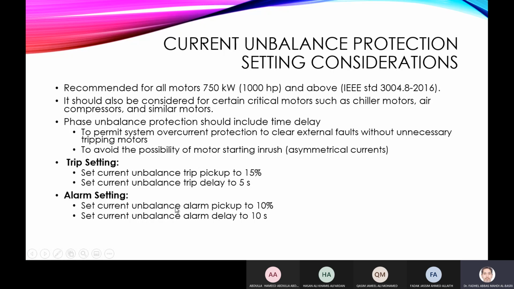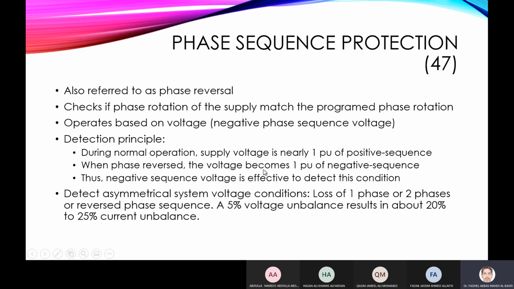This is the general setting for this. The pickup is at 15% of the rated current. 15% is very sensitive, because now we are talking about negative sequence current. If it becomes 15% of the positive sequence current or of the rated current, it is delayed by 5 seconds for tripping, and for alarm, you can go for a higher time and lower settings.